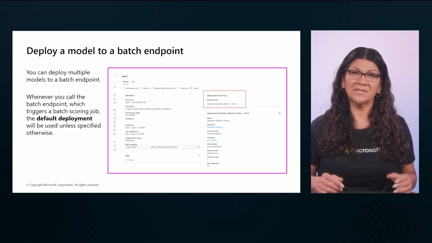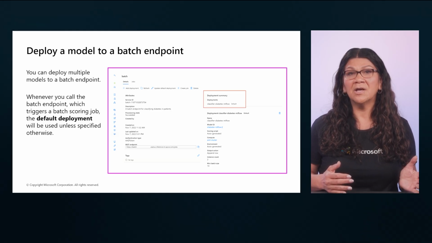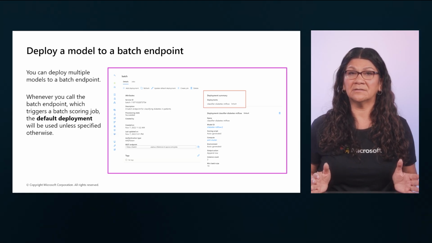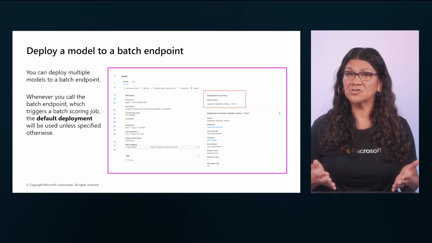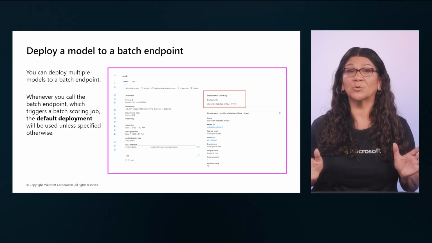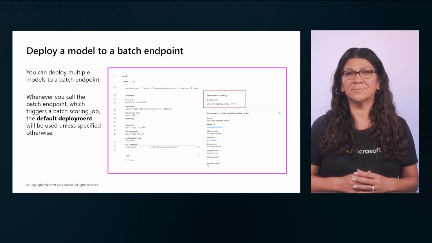Consider a scenario with a fraud detection workflow that scores thousands of transactions nightly. The pipeline calls the batch endpoint, which launches a batch scoring job using the default production model, delivering large-scale predictions reliably and automatically.